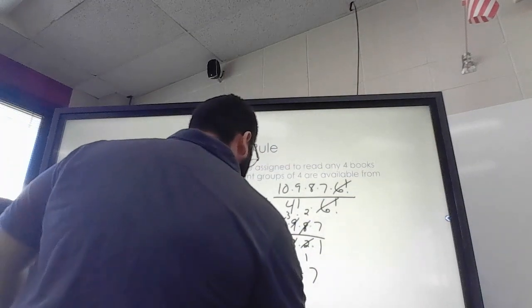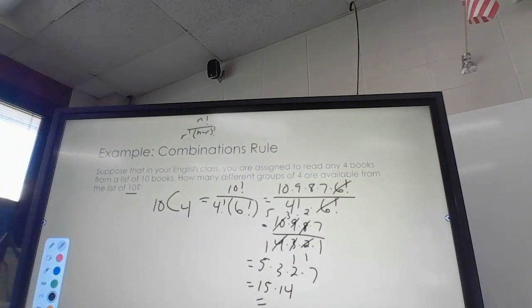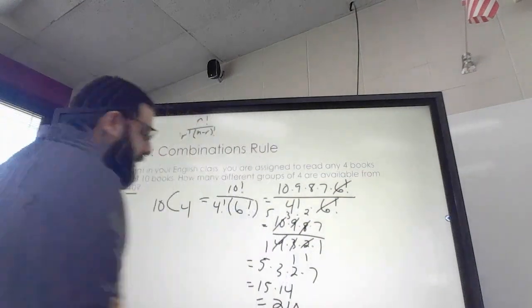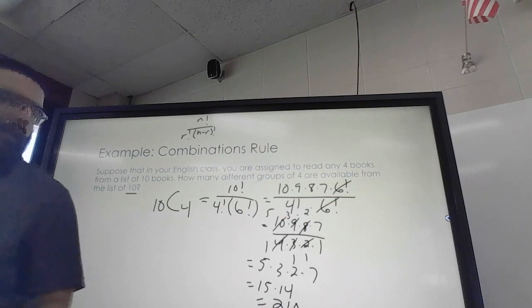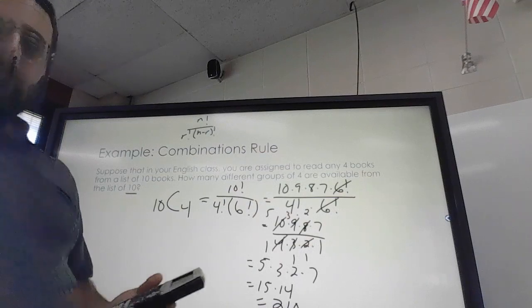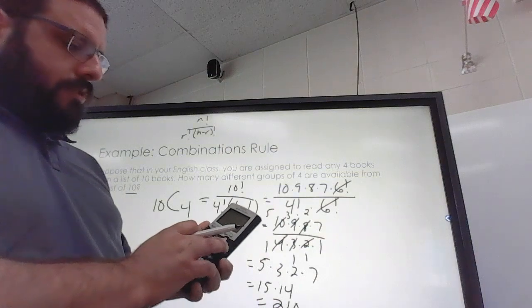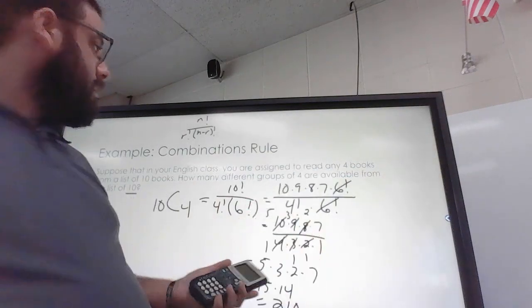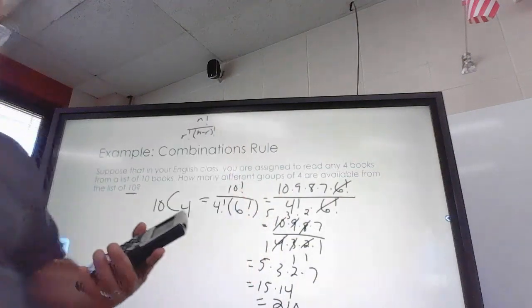That's 15 times 14, right? Which is, let's see, 140 plus 70. I think it's 210. There's my combinations. Okay, let's use the calculator, same process. 10, press the math button, scroll all the way to your probability button, and this time nCr is option 3. And my other number is 4, and I get 210.